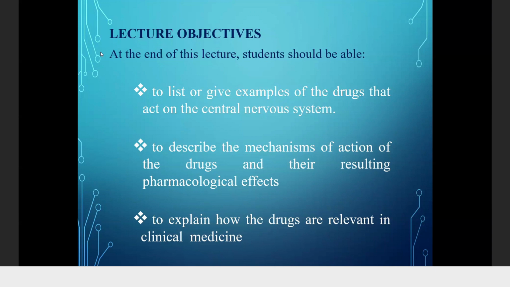So the learning objectives of this lecture. At the end of the lecture, students should be able to list or give examples of drugs that act on central nervous system. Okay. Be able to describe the mechanism of action of drugs and their pharmacological effects. Be able to explain how drugs are relevant in clinical medicine.